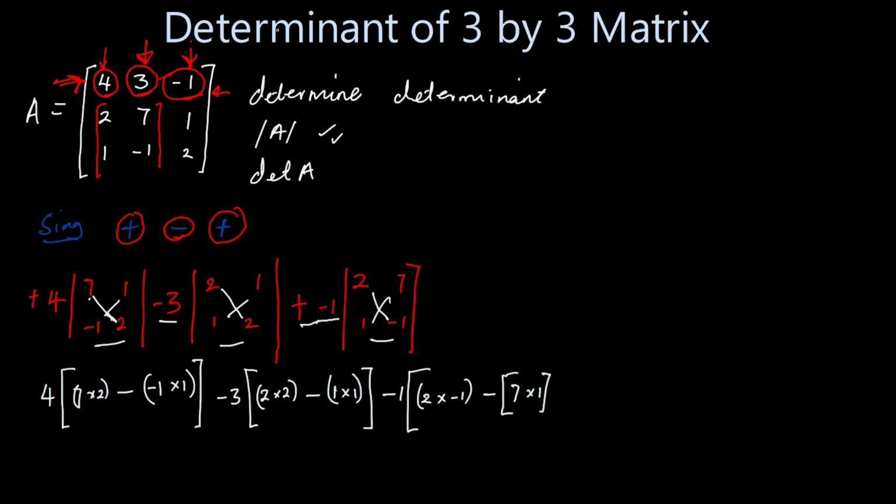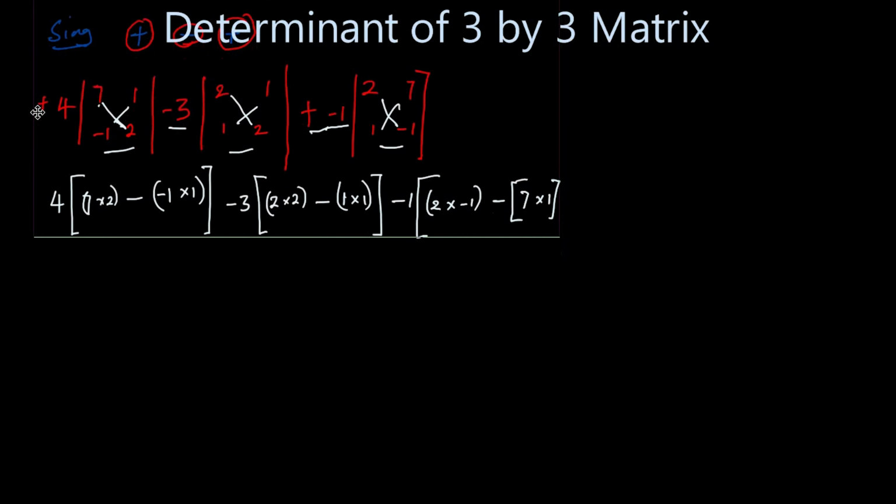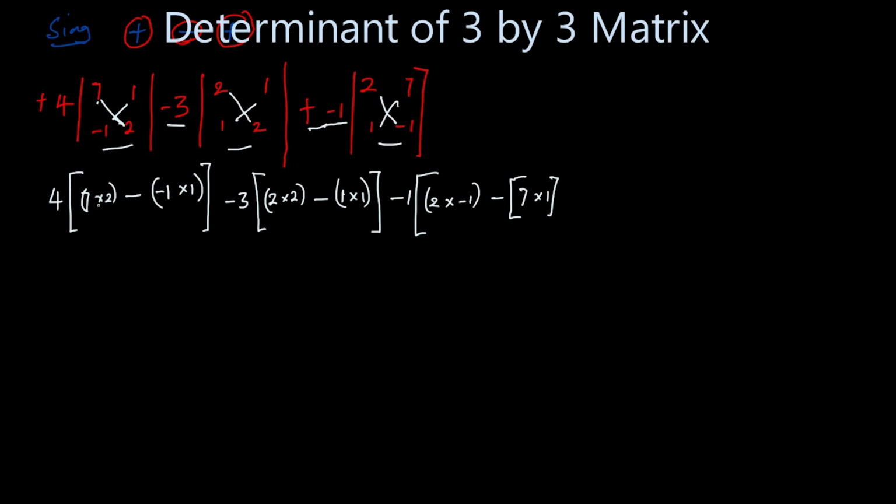7 times 1. Now, when we proceed and simplify this further, we are going to have 4 into, now 7 times 2 will give us a 14. So we have 14 minus, now this is minus 1 times 1, which is minus 1. So we have minus 1. Then minus 3 into, we have 2 times 2, which is 4, minus 1 times 1, which is 1. Then minus 1 into 2 times minus 1, which is minus 2. Then minus 7 times 1, which is 7.